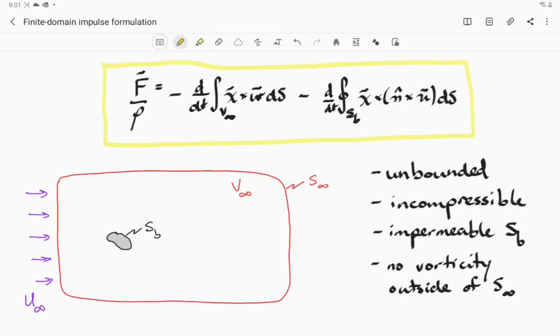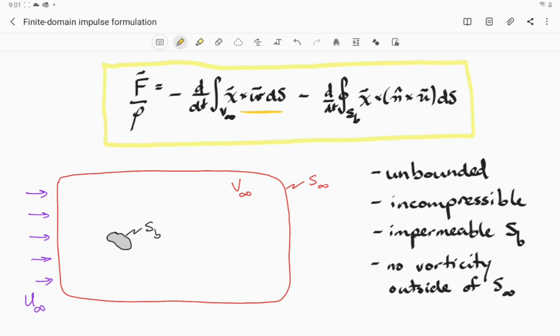Hello everyone. In today's video, I'm going to derive, from the starting equation at the top here, a finite domain version of this impulse force formulation. This equation at the top was derived in an earlier video in this series, and it relates the aerodynamic force F to the changing surrounding vorticity field in terms of this integral known as the impulse. That's here, this first integral, and a second integral over the body surface.